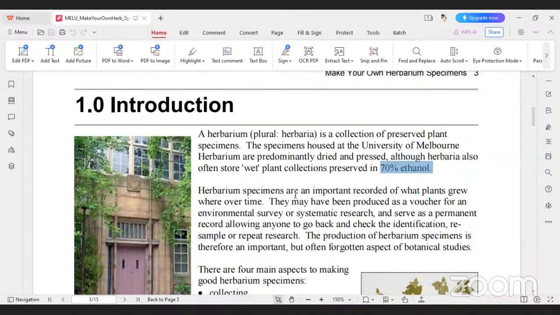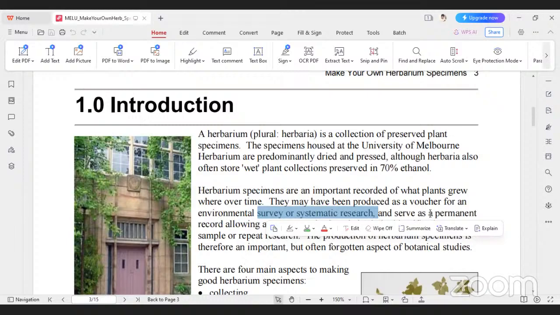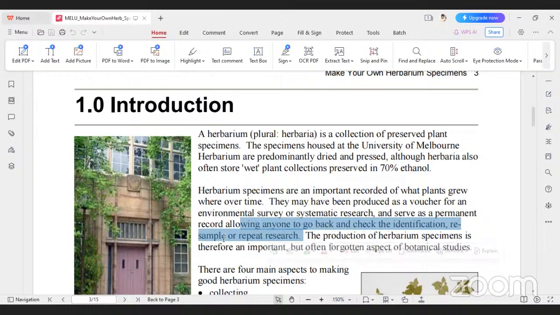Herbarium specimens are an important record of what plants grew wherever and whenever. It is also useful for identification of new plants. They may have been produced as a voucher for an environmental survey or systematic research. The research parameters are recorded, allowing anyone to go back, check identification, resample, and repeat the research. So the plant you already collected is stored in the form of a specimen or herbarium, and whenever necessary, you can check the same similarities.